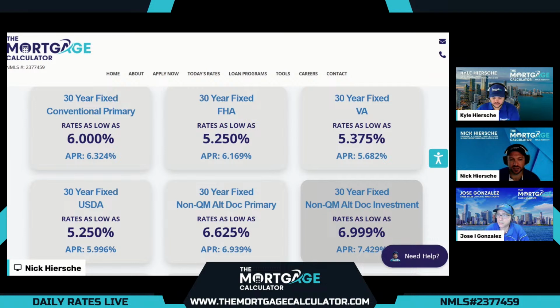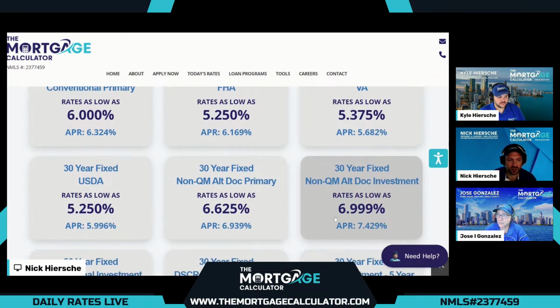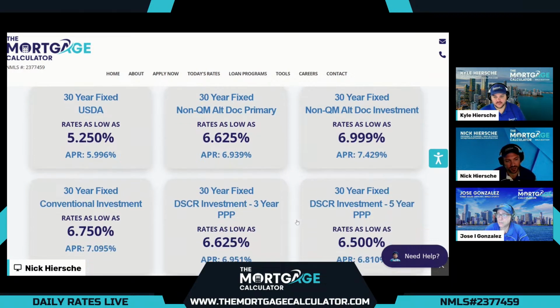So first up for investments, our alt doc option here. Again, bank statements are similar. For investors, it's coming in at 6.999, final APR 7.429 to use alt docs on an investment. And we'll compare that to our other investment options.